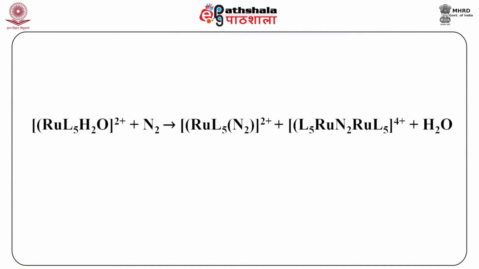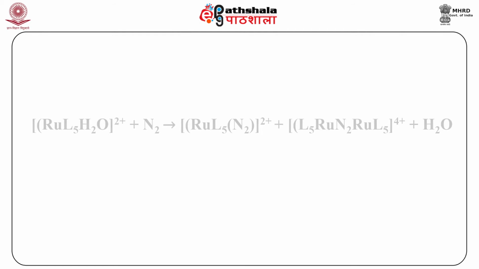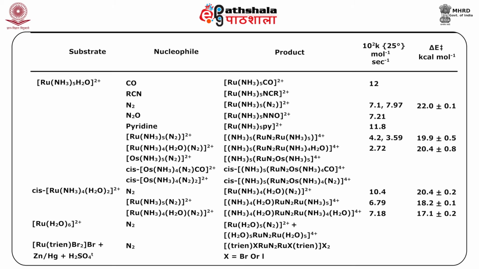Dinitrogen as a ligand can also displace ligands in a coordination sphere. For example, the aqua pentaammine ruthenium complex can react with dinitrogen where the water molecule can be knocked out and dinitrogen acts as a coordinating ligand. So, dinitrogen as a ligand can also show displacement reactions. A few displacement reactions of dinitrogen complexes are shown in the table, where both monomeric and dimeric products are prepared.